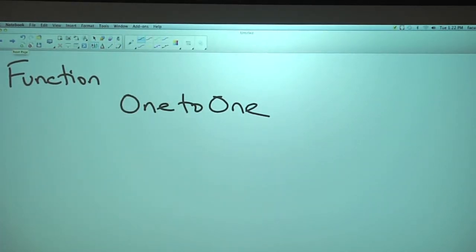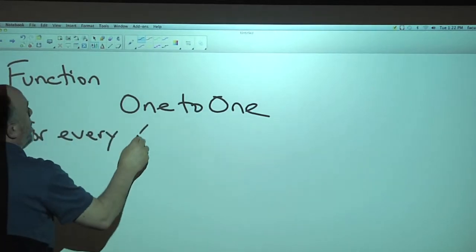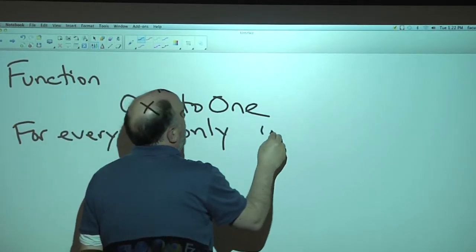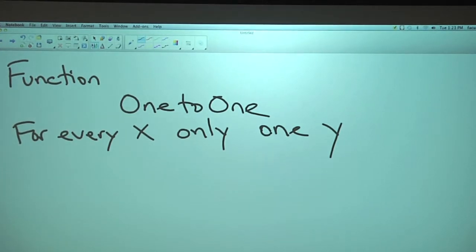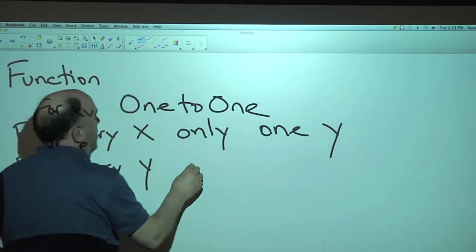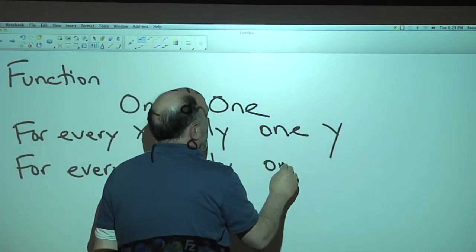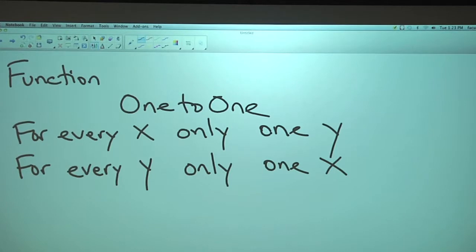So for a function to be one-to-one, first off, for a function, you have that for every x, only one y. But in order to be one-to-one, you also have to have for every y, only one x. So both conditions have to be true in order for it to be one-to-one.